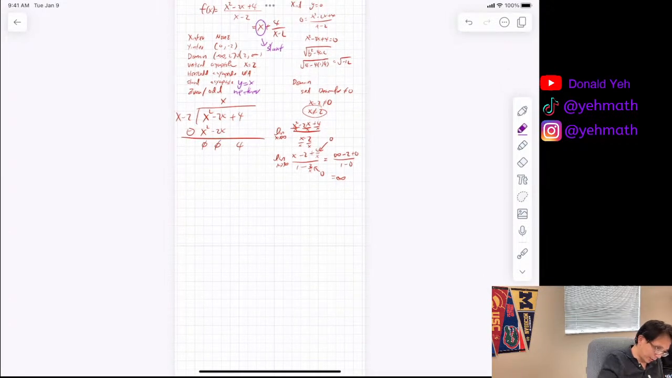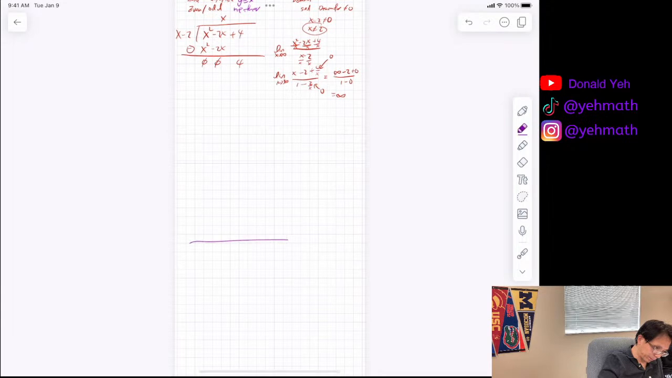Now, what kind of thing can I go on? I'm going to go ahead and graph it. We know there's a vertical asymptote at 2. We know also another asymptote like this.